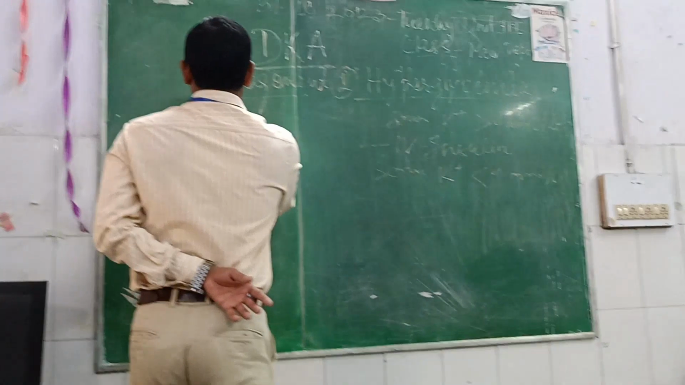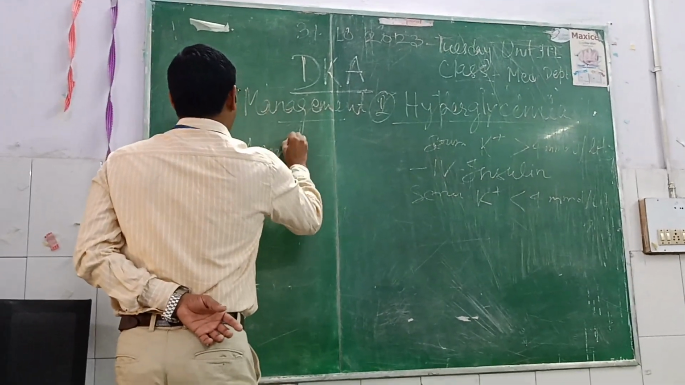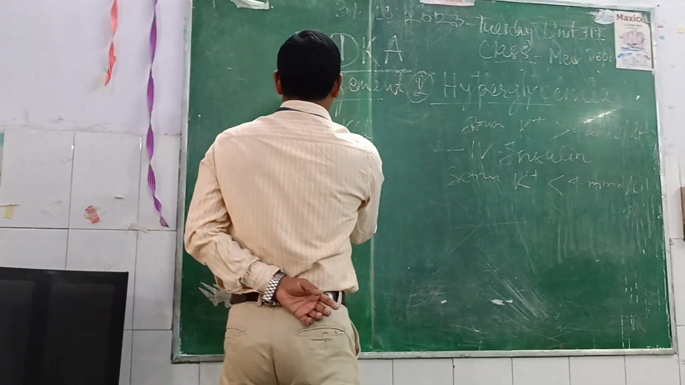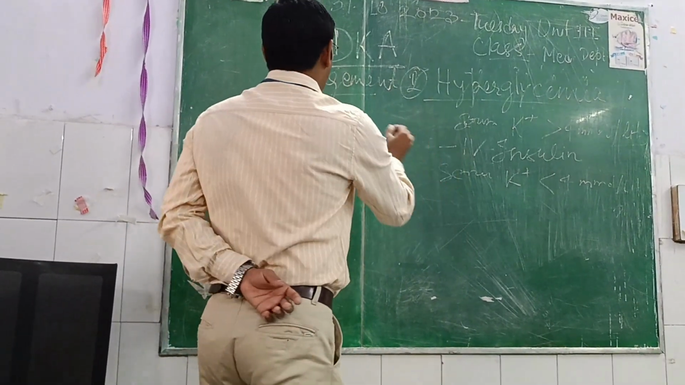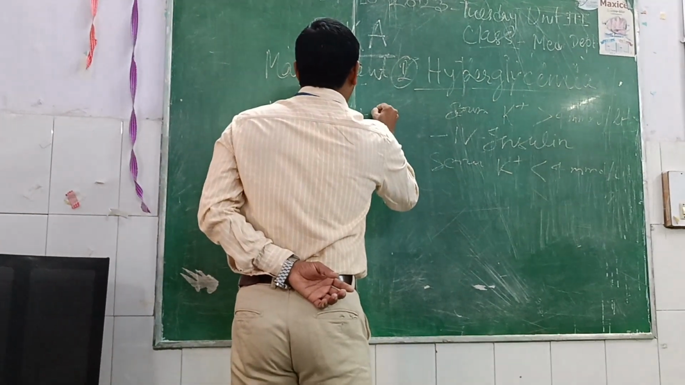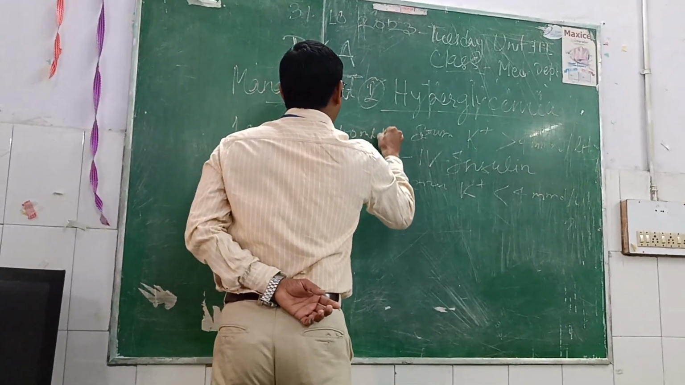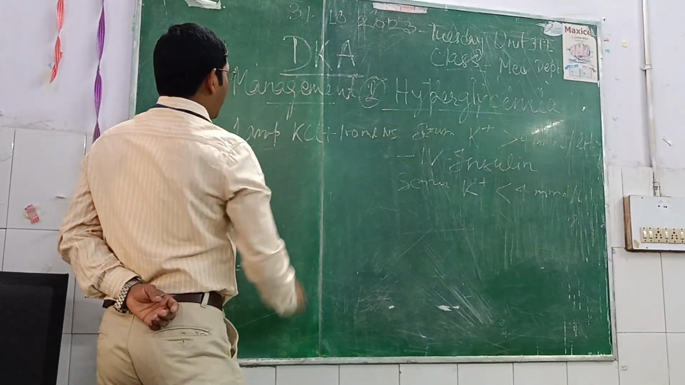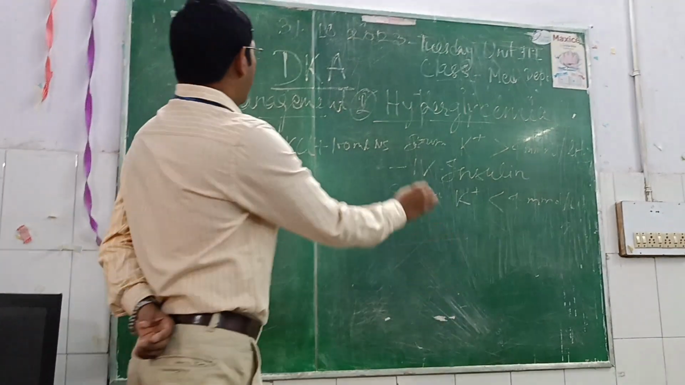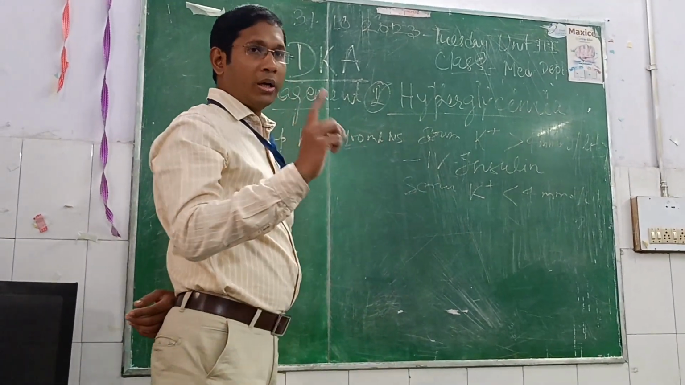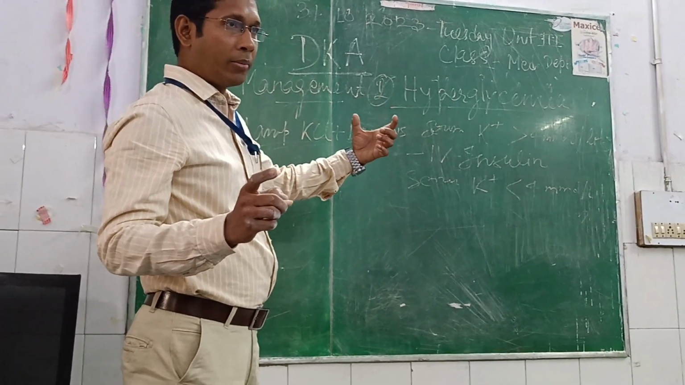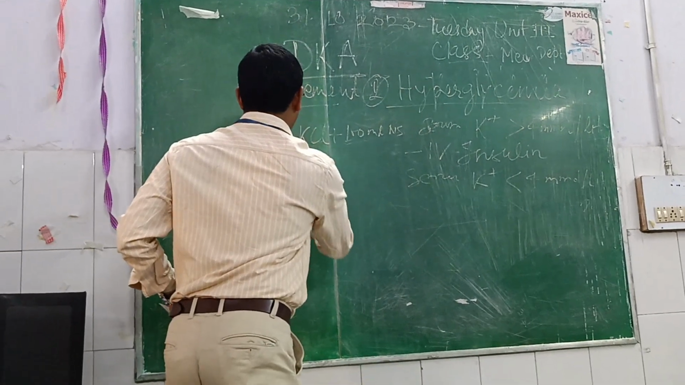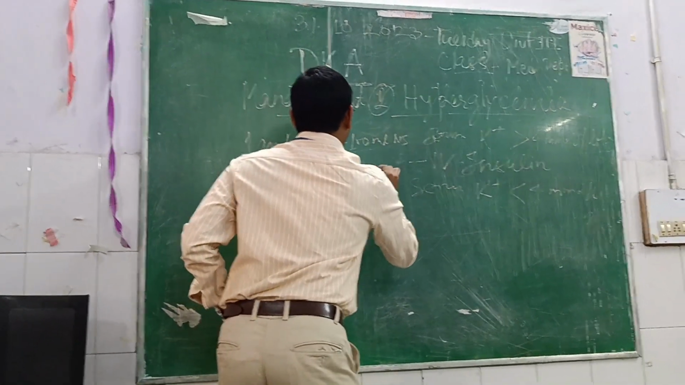So what you will give? 1 ampoule KCl, which contains 20 milliequivalent, and 100 ml. This ampoule is nearly 10 ml, and this is 100. So 110 ml together. That will be finished in 55 minutes if you give it at the rate of 30 drops per minute.